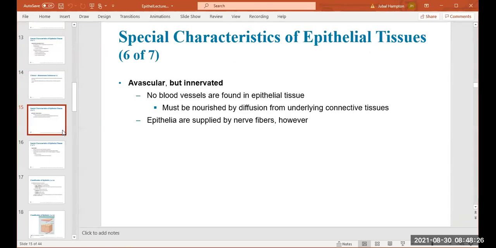One characteristic of epithelial tissue is that it is avascular. There are no blood vessels in epithelial tissue. You find the vascularization in underlying connective tissues. The epithelial tissue is therefore nourished and hydrated by osmosis and diffusion from the underlying connective tissues. However, epithelial cells are supplied by nerve fibers. So there are free nerve endings that come up into that tissue, and we'll show you some layers in a bit.